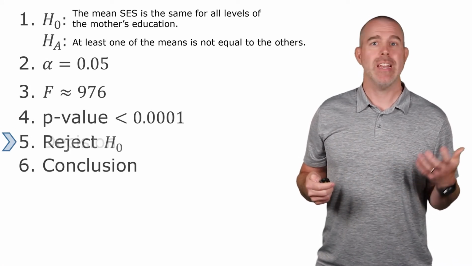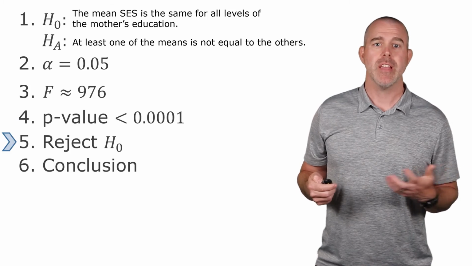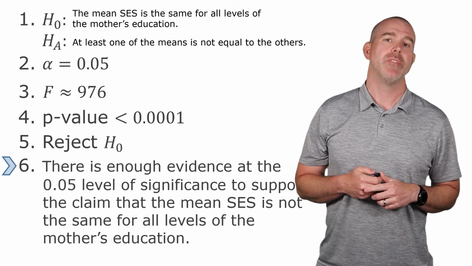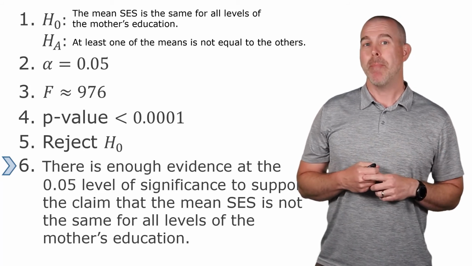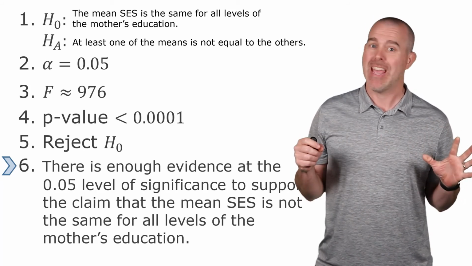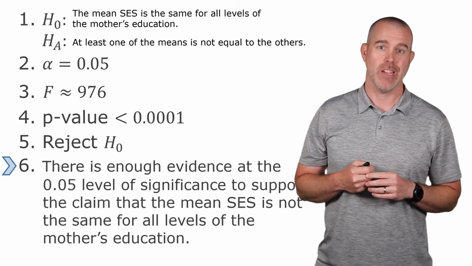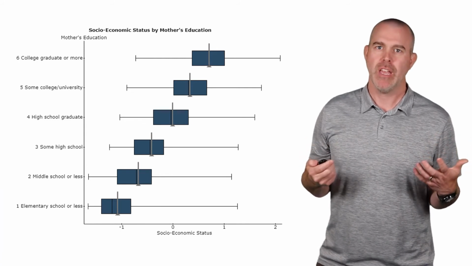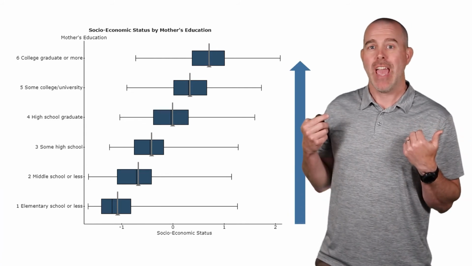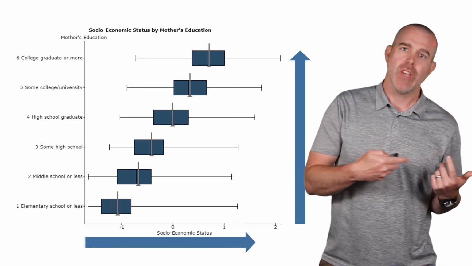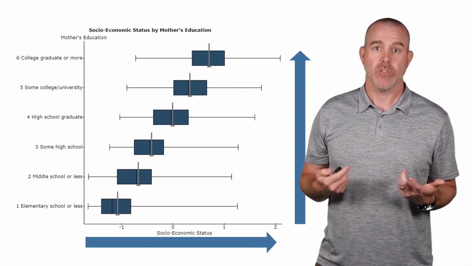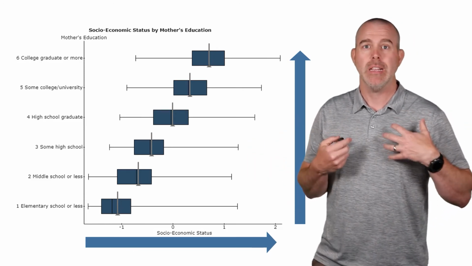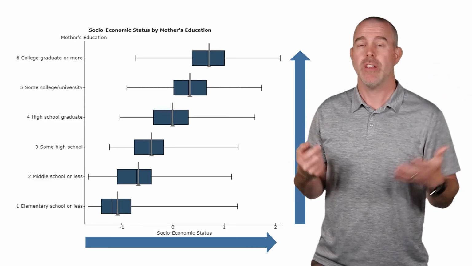When we make our decision then, it's easy. We'll reject the null hypothesis. And so our conclusion is, yes, there is enough evidence at the 0.05 level of significance to support the claim that the mean socioeconomic status is not the same for all levels of mother's education. And again, that reinforces what we saw on that box plot. It looks pretty clear here that as education level increases, socioeconomic status increases as well, which makes sense. The more educated your mother is, the more likely you are to be educated and pursue higher education as well.